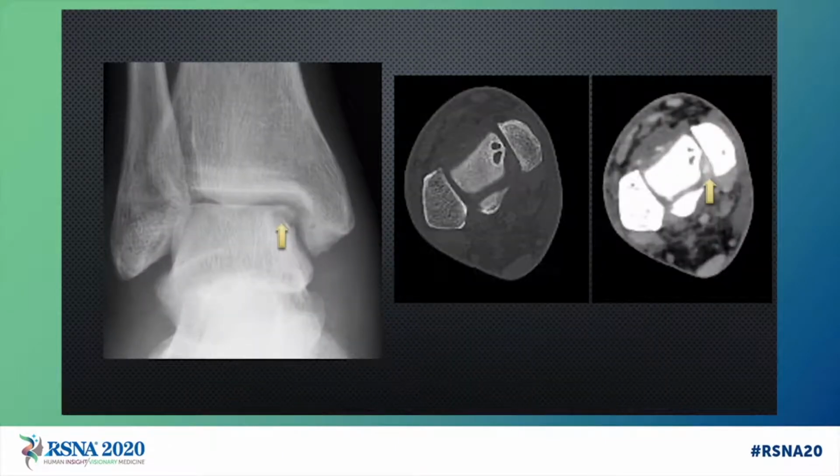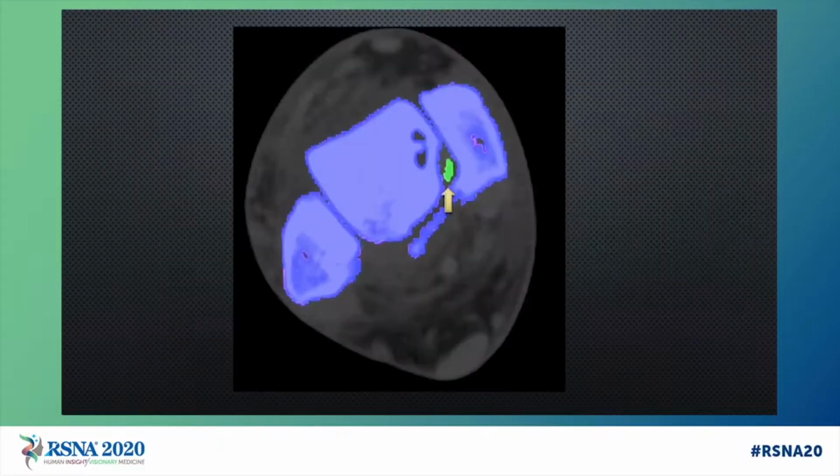Here's a different example of a gout. We have an osteochondral defect at the dome of talus with a small area of mineralization within the joint. On dual energy analysis, we can see that this is urate in keeping with gout.